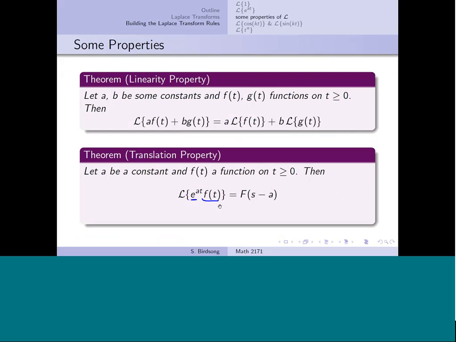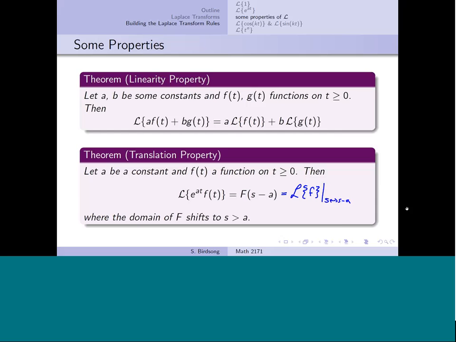It turns out if you do this, this is exactly the same thing as the Laplace transform of the function f, but replace all of the s's with s minus a. So what this would be like is saying the Laplace transform of f, but you replaced all of your s's, swap them out with s minus a. That's what that actually reads as.